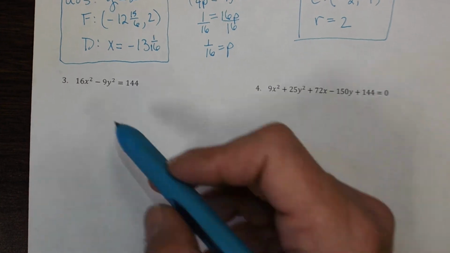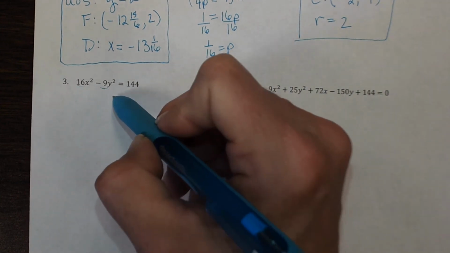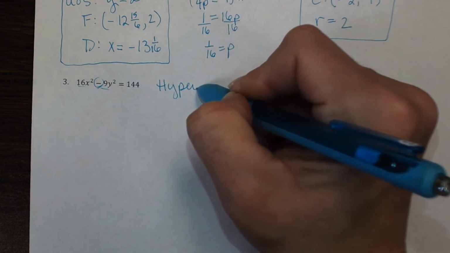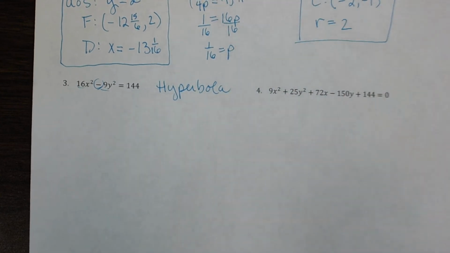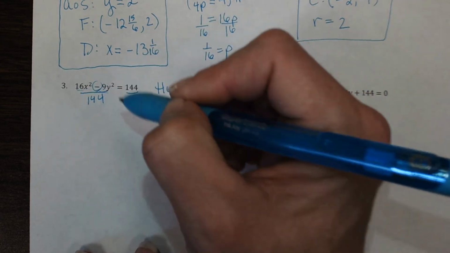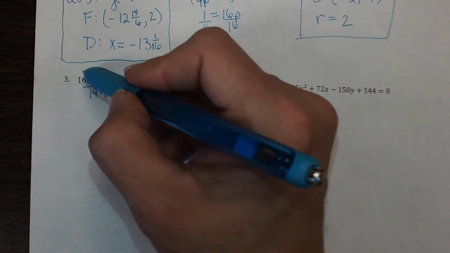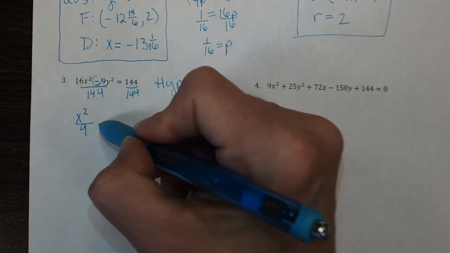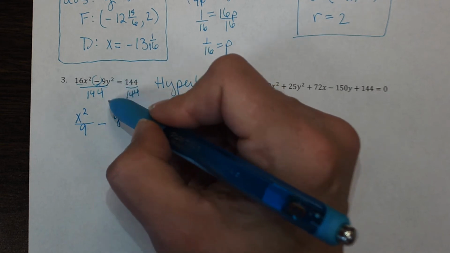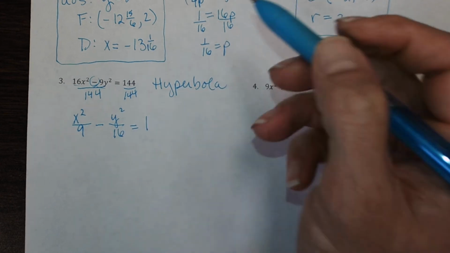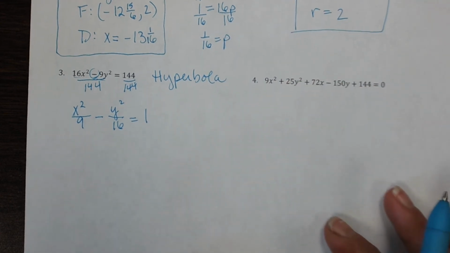Number 3, we have 2 terms squared with a minus, so this makes this a hyperbola. So again, we know that a hyperbola has to equal 1, so we're going to divide both sides by 144. Now that will reduce, that 16 over 144 will give me x squared over 9. And then y squared, that 9 over 144 is going to give me y squared over 16. And again, that will be 1 on the right side.